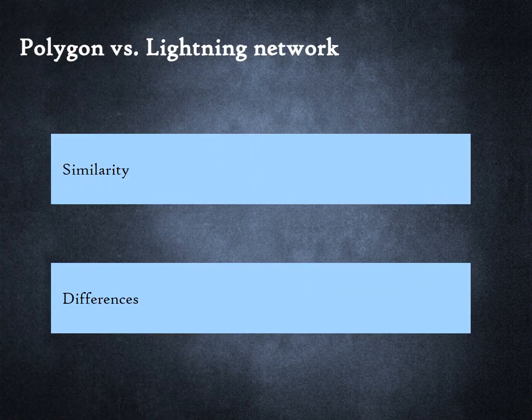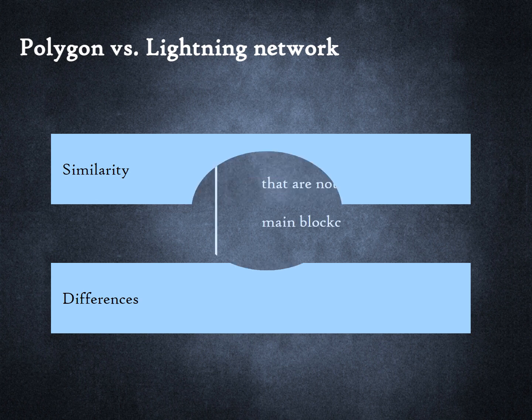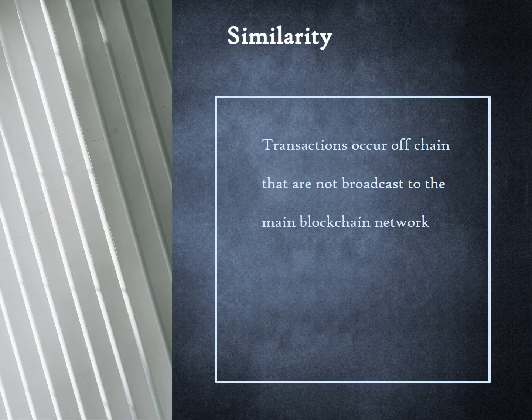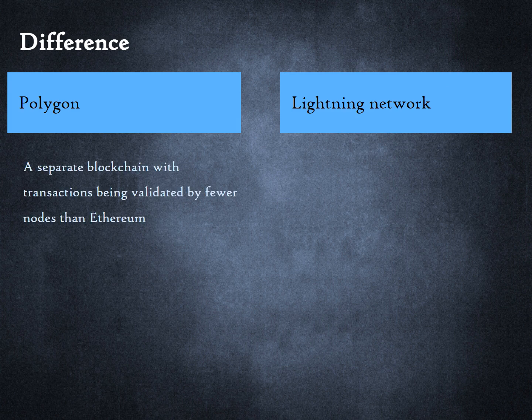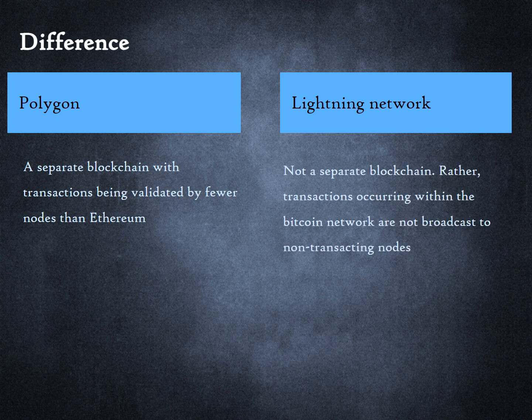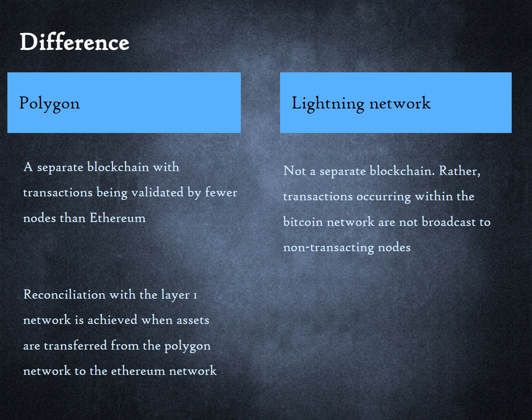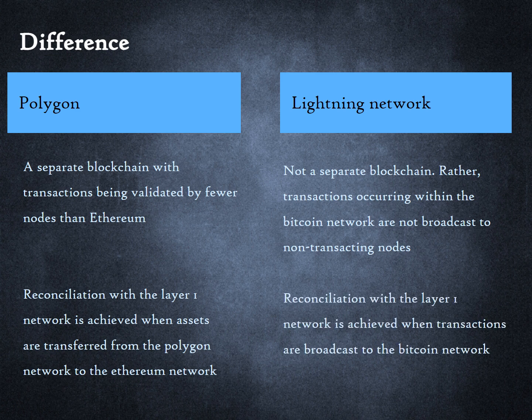We can conclude with the similarity and difference between Polygon and Lightning Network. The similarity is that in both, transactions occur off-chain that are not broadcast to the main blockchain network. There are two differences. First, Polygon is a separate blockchain with transactions being validated by fewer nodes than Ethereum. The Lightning Network is not a separate blockchain. Rather, transactions occurring within the Bitcoin network are not broadcast to non-transacting nodes. The second difference lies in how the true state is reconciled with the main blockchain. In Polygon, assets are transferred from the Polygon network to the Ethereum network. In Lightning Network, transactions are broadcast to all the nodes of the network.